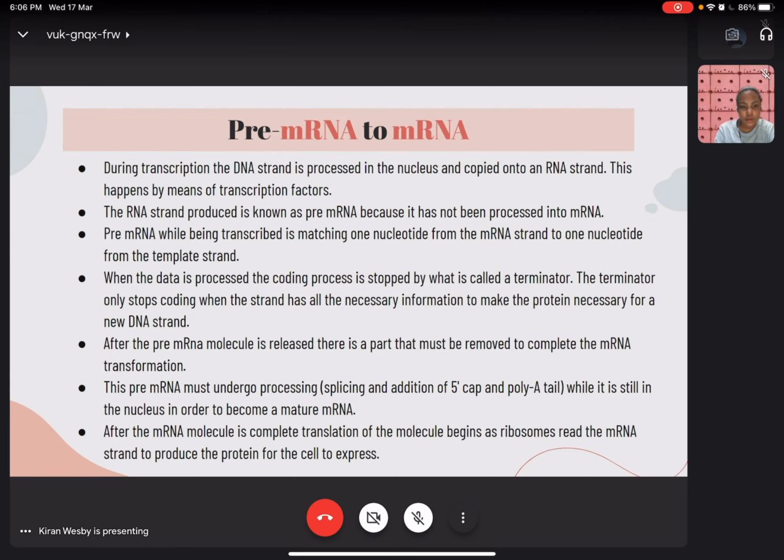My part was pre-mRNA to mRNA, and let's start with transcription. During transcription, the DNA strand is processed in the nucleus and copied onto an RNA strand. This happens by means of transcription factors. Transcription factors are basically the factors that enable or disable transcription.